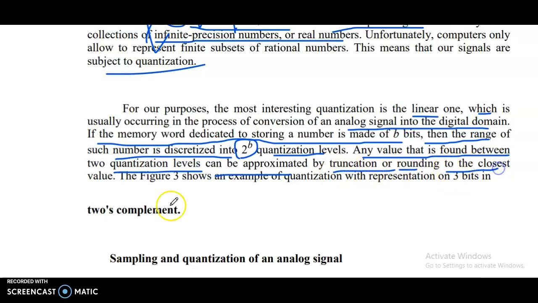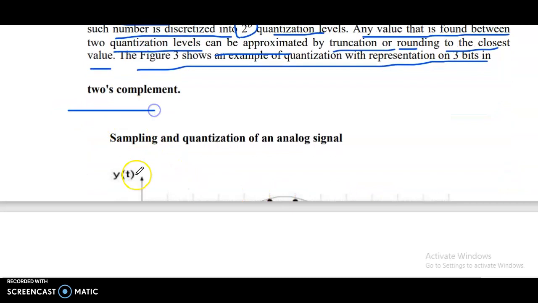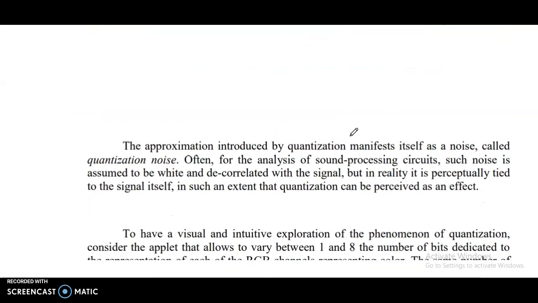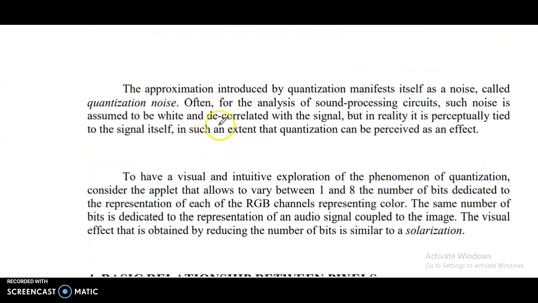to the closest value. Figure 3 shows an example of quantization with a representation of 3 bits in 2's complement. Sampling and quantization of analog signal. The approximation introduced by quantization manifests as a noise called quantization noise.